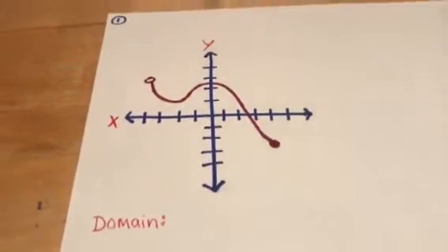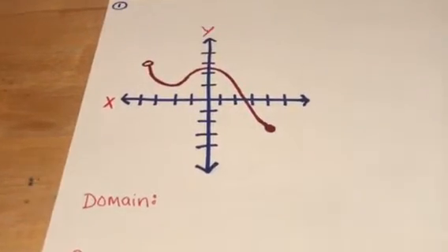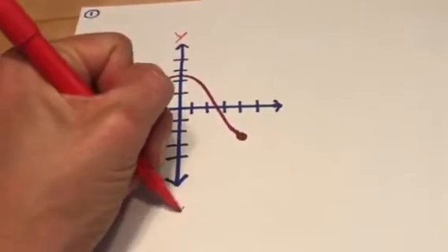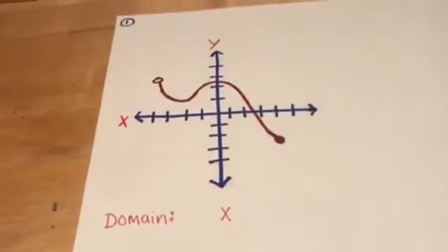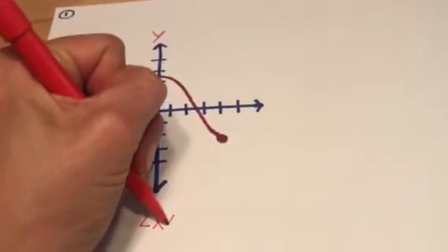This is a continuous graph. It doesn't have dots. We're going to do the domain first. Remember, the domain is the x. Continuous graphs use inequalities, those are less than symbols.